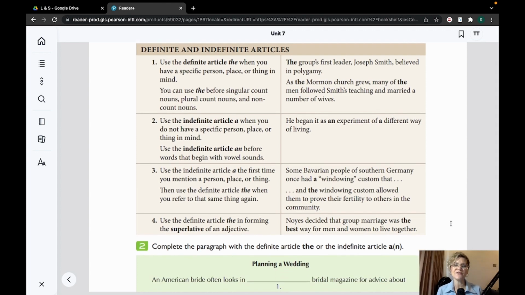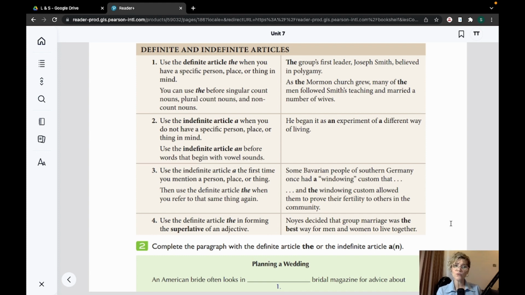So when you use the definite article "the," you are referring to a specific person, a specific thing that you have in mind. The group's first leader, Joseph Smith, believed in polygamy. The group's first leader. You can use "the" before singular count nouns, plural count nouns, and non-count nouns, because "the" can be used for singular and plural. For example, as the Mormon church grew, many of the men followed Smith's teaching and married a number of wives. So here, the definite article "the" is used in the singular "Mormon church" and the plural "men" form.